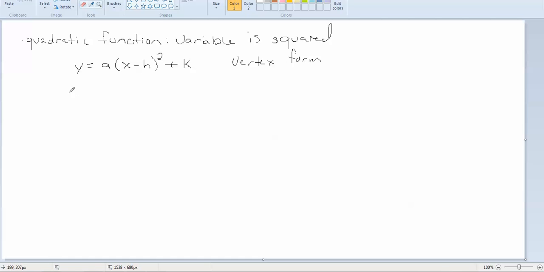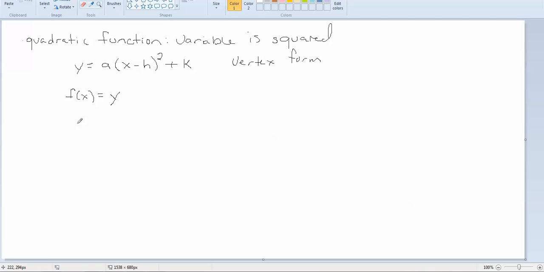Or you might see it with f of x instead of the y, with the same thing. That's function form for vertex. So we could exchange and have an f of x instead of a y. Just know that these are actually the same thing. If you get confused by the f of x, you can convert it back to the y and then do your problems with the y instead of the f of x.